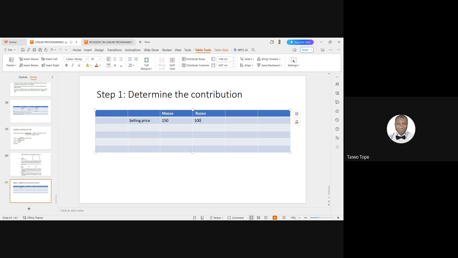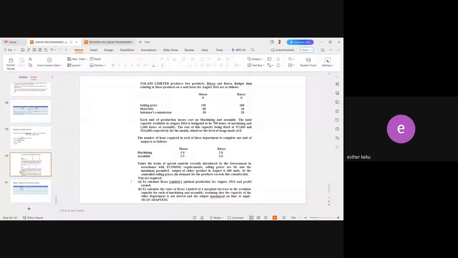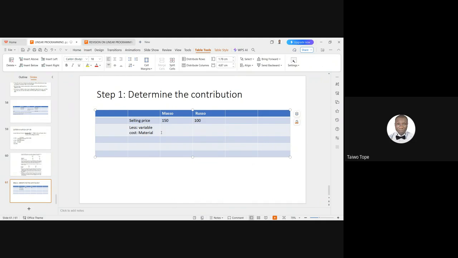To get your contribution, what will you do? Selling price less variable cost. Yes, selling price less variable costs. And the variable costs we have: variable material. The material in the question is what? 80 and 30.